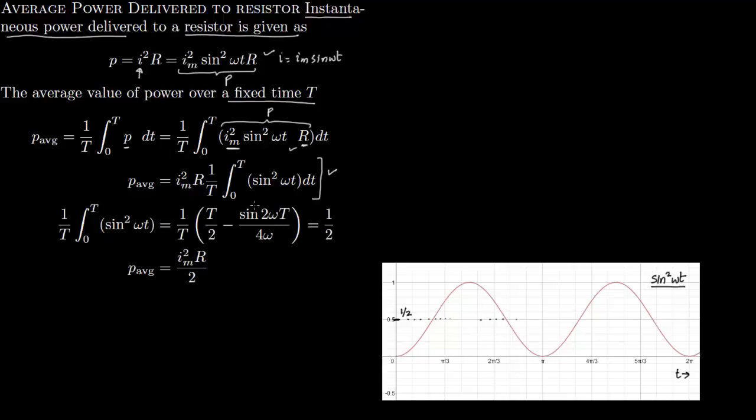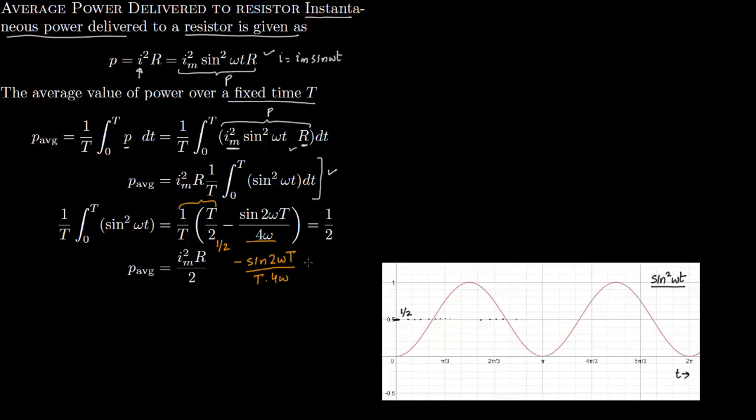If you solve this integral, you get T by 2 minus sine of 2 omega capital T by 4 omega. Now you divide this expression by T. The first term becomes 1/2. And then we are worried about the second expression, where we get minus sine of 2 omega capital T divided by T times 4 omega.